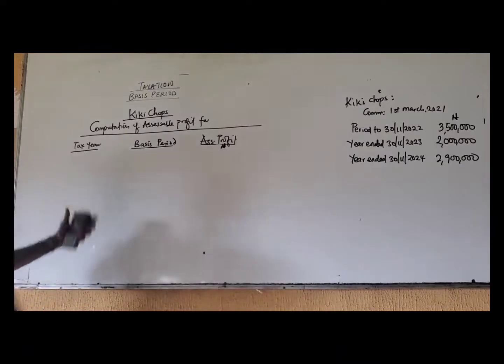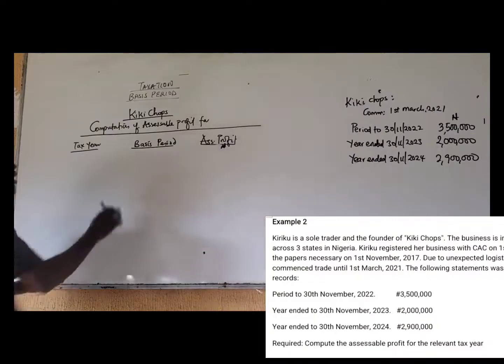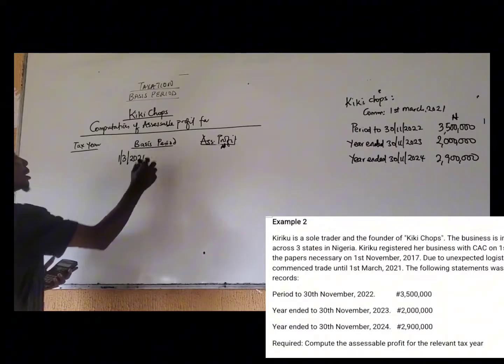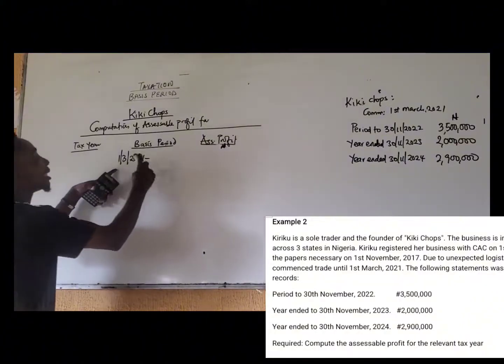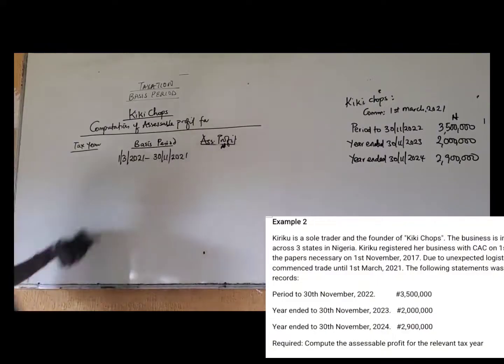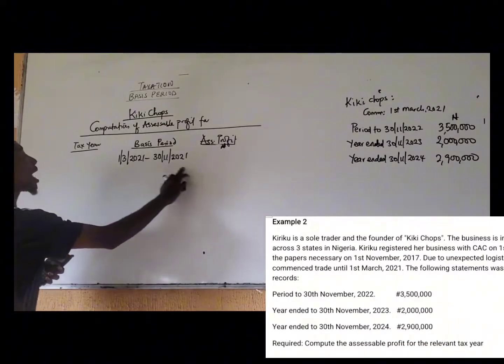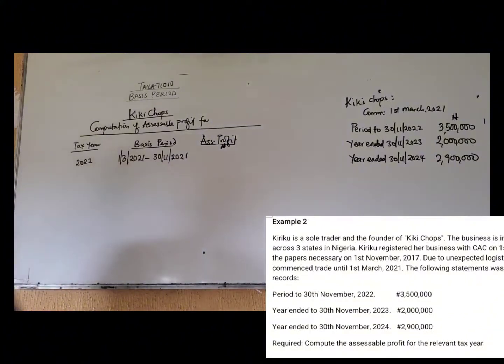Okay, so we normally start from the basis period. So according to the commencement rule, for year 1, it will be from the date of commencement to the first accounting year end. The date of commencement is 1st of March 2021. The accounting year end is always 30th of November. So the first accounting year end will be 30th of November 2021, that is when it started operation. So this period will be used to assess 2022 since it's on preceding year basis.